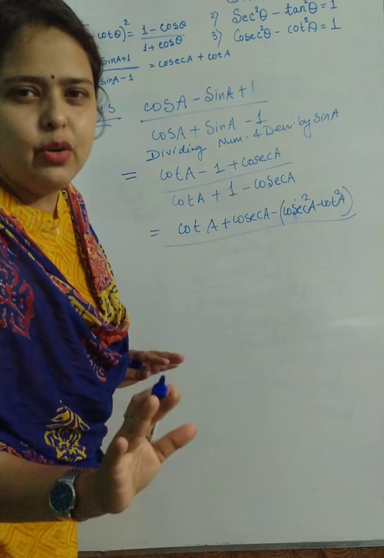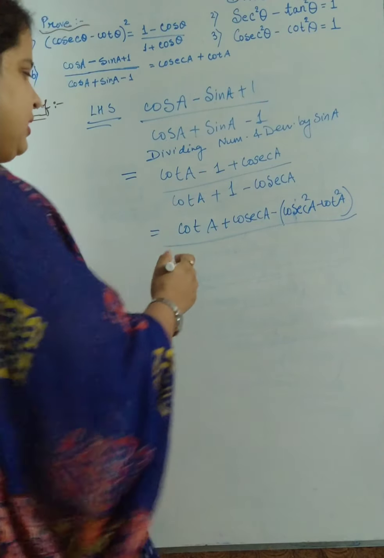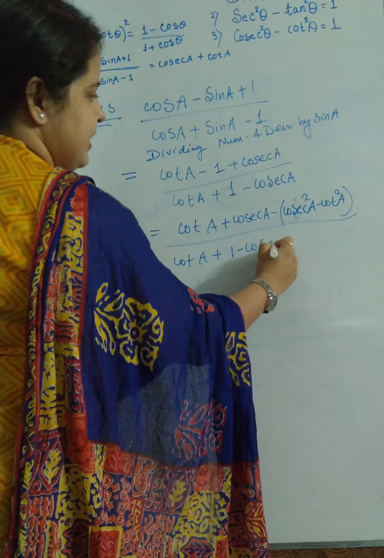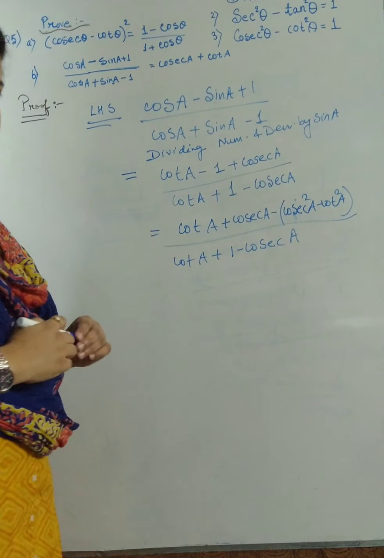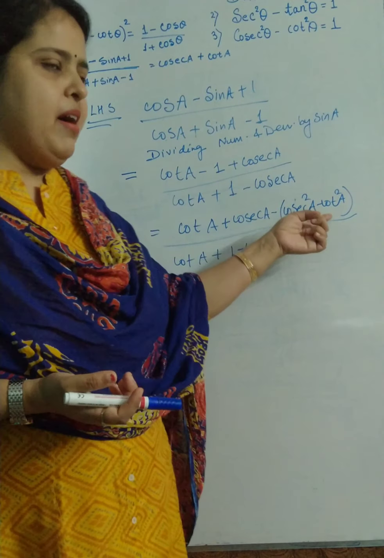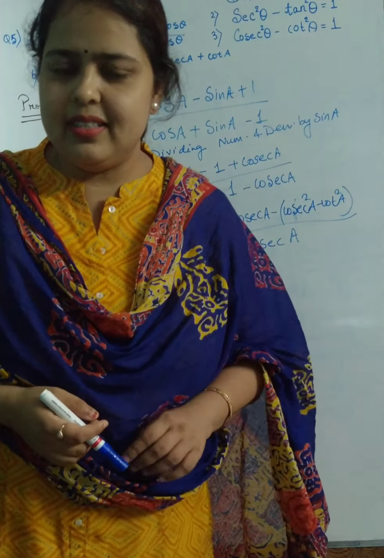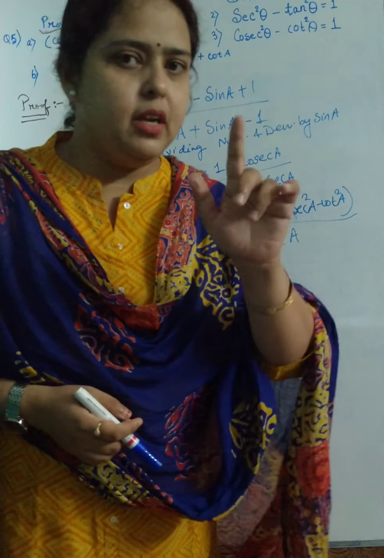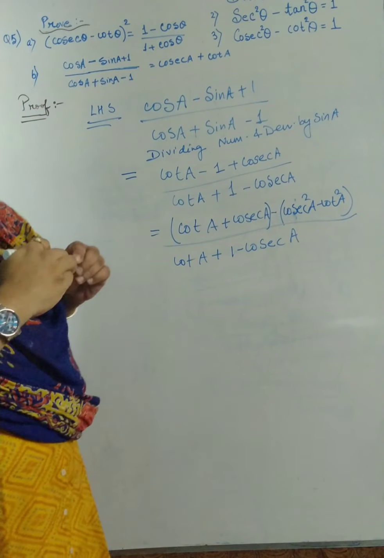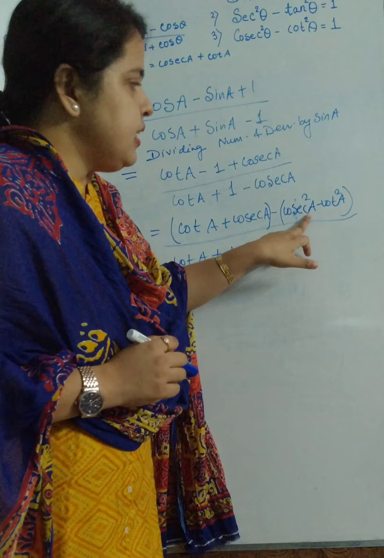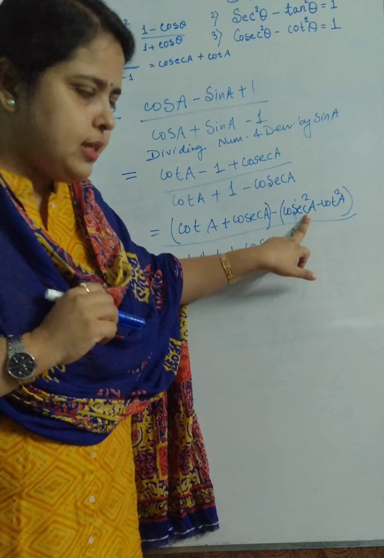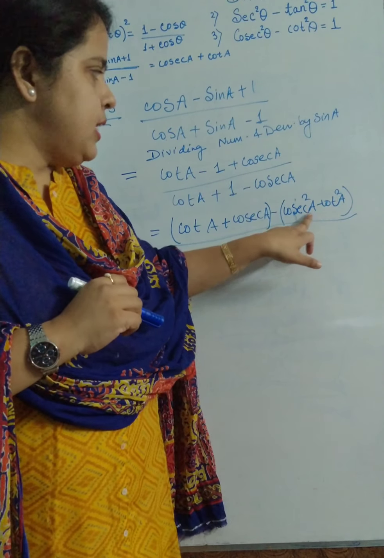In the denominator, please don't touch it. Why am I not going to touch it? You will come to know about it. Let it be as it is. Okay, fine. Now see, again the same thing: a square minus b square. How can I write it? a plus b into a minus b. Observe. Cosec square A minus cot square A can be written as cosec A minus cot A, cosec A plus cot A.